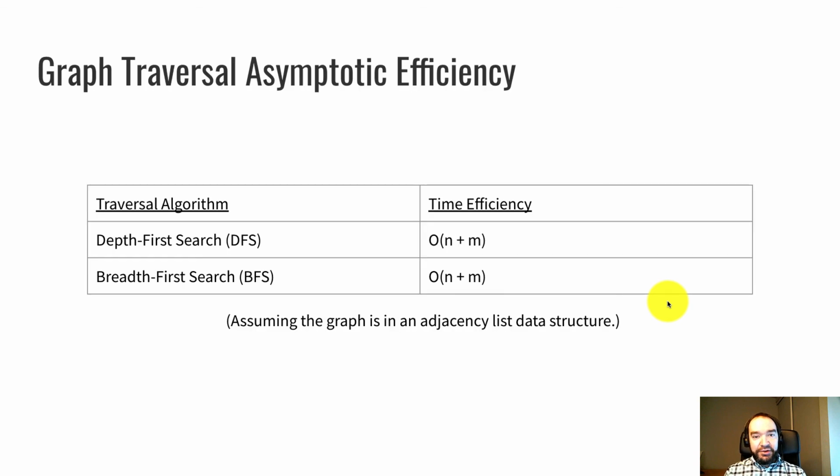So here is the summary of the asymptotic efficiency of these traversals. Depth first search takes big O of n plus m time. Breadth first search also takes big O of n plus m time. It's a pretty fast runtime. It's proportional to basically how much information is in the graph: the number of vertices n plus the number of edges m. And just to be clear, that's assuming that the graph is in an adjacency list data structure. These would be slower if you used an adjacency matrix.